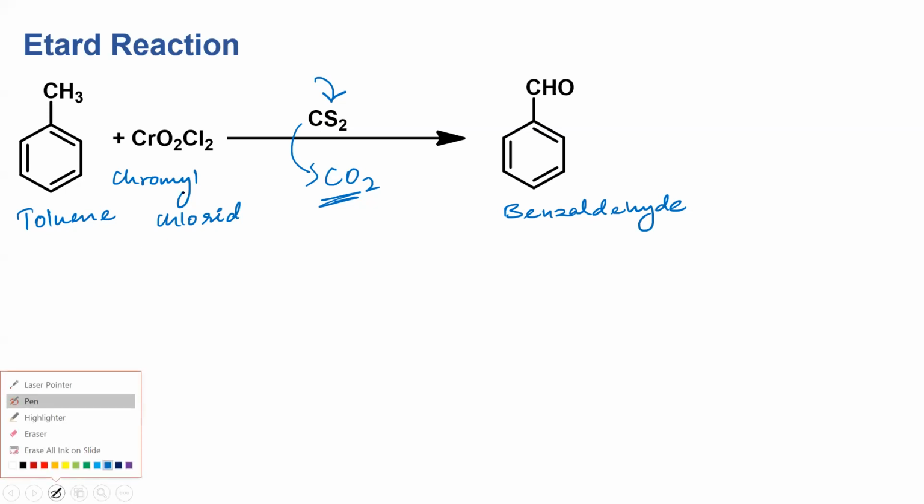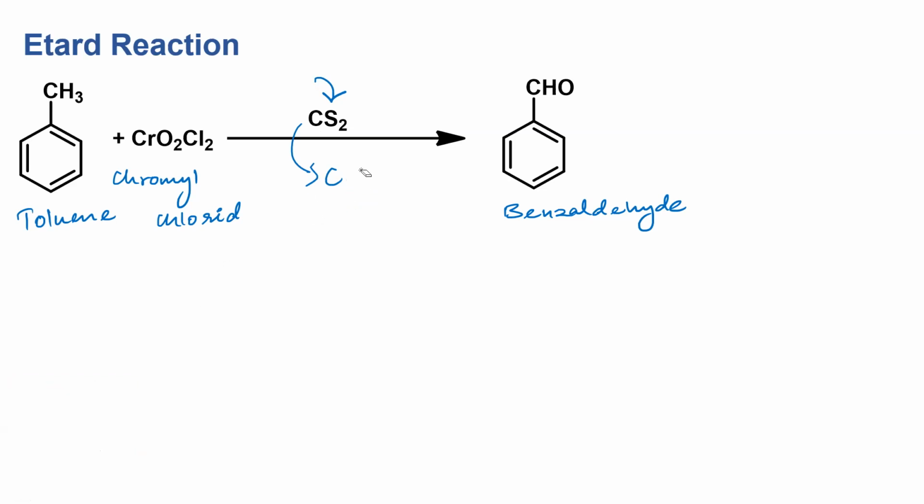So I'm writing these things now because if the question comes in 2 marks or 1 mark or 3 marks, like you have to write some name reaction, then you have to write when toluene is treated with chromyl chloride in the presence of carbon disulfide, then on further hydrolysis, it will give you benzaldehyde. So again, here there should be a hydrolysis part. Second step, it will be H3O plus. So H3O plus means we are doing acidic hydrolysis.